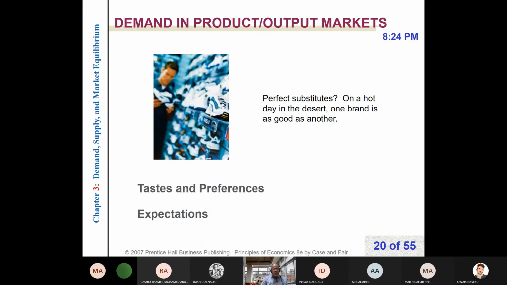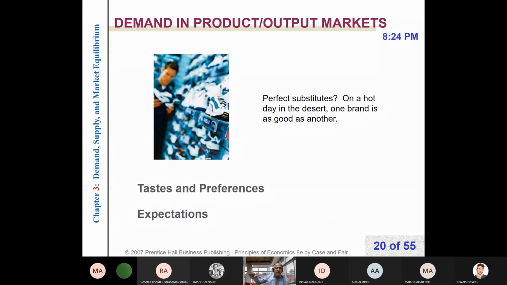Expectations. Let's talk about expectations. So assume I expect my salary will increase next month. So from today, I will make a party. I will start to spend more. So demand for a single product will increase because I expect my salary will increase in the future.